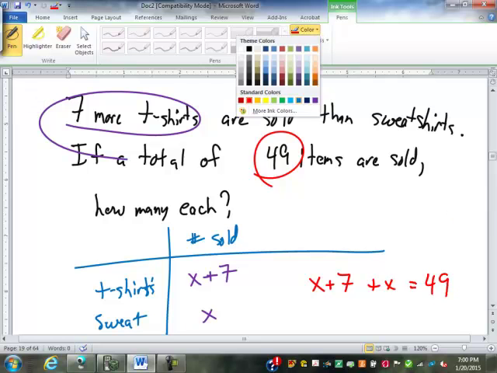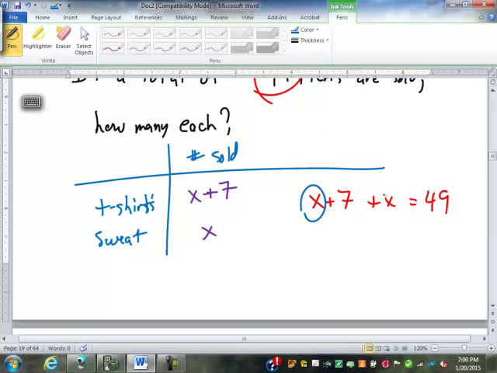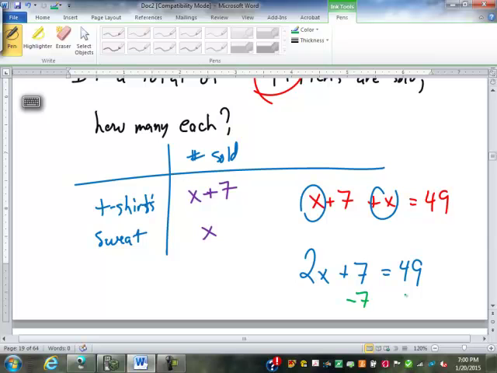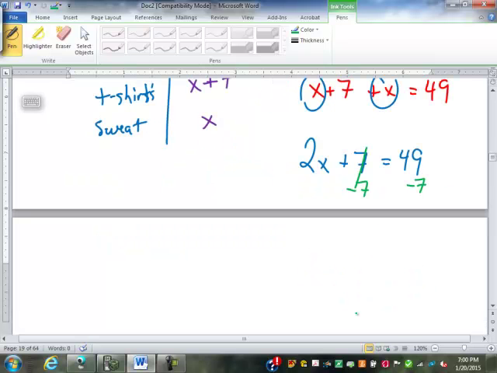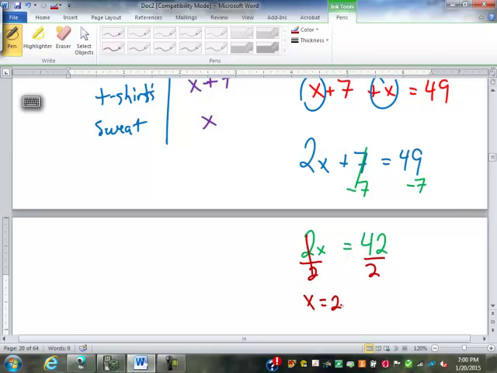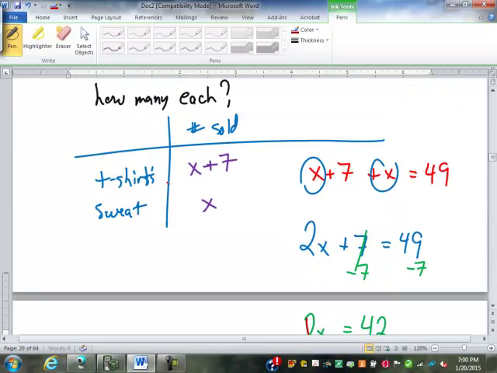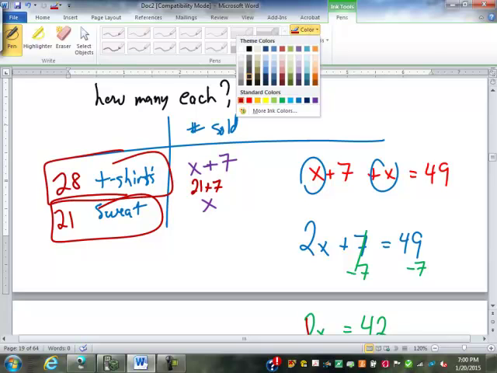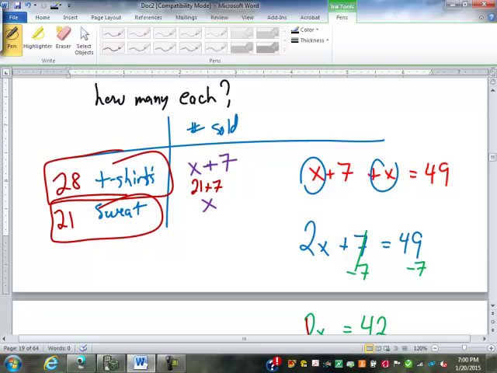And what do we do from there? Combine. X and X make 2X plus 7 equals 49. And then minus 7. 2X equals 42. And divided by 2. X equals 21. So 21 is X, the number of sweatshirts. T-shirts is 21 plus 7, or 28. Not so bad?